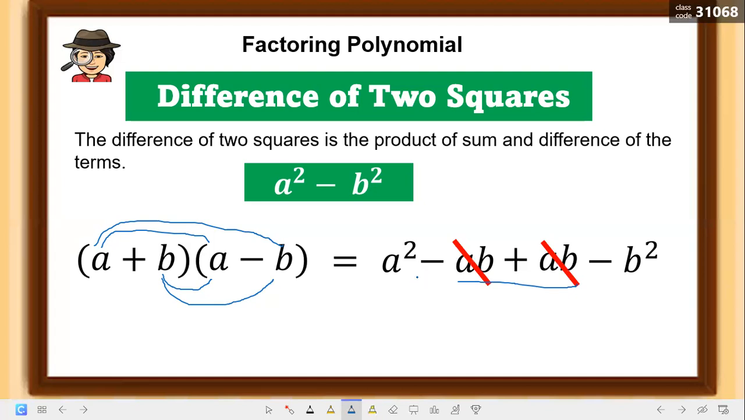Okay, very good. Kaya dyan po na-derive ito siya yung formula natin. Ito, a squared minus b squared. So, ibig sabihin yan, ang gagawin natin ngayon, hahanapin natin yung factored form na to given yung product of the factors.